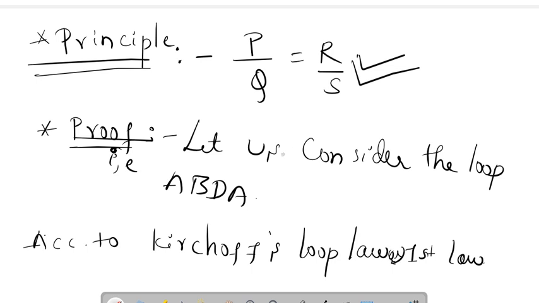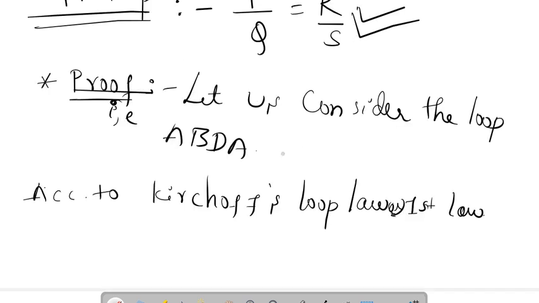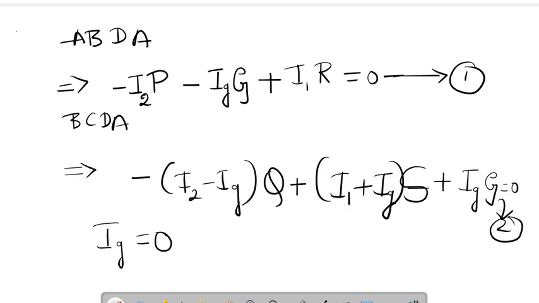So let us consider the loop ABDA in the diagram. According to Kirchhoff's loop law, we will write ABDA as minus I2 into P minus Ig into G plus I1 into R is equal to 0. This is equation number 1. And BCDA is equal to minus (I2 minus Ig) into Q resistance and (I1 plus Ig) into S resistance and Ig into G. This is equation number 2.